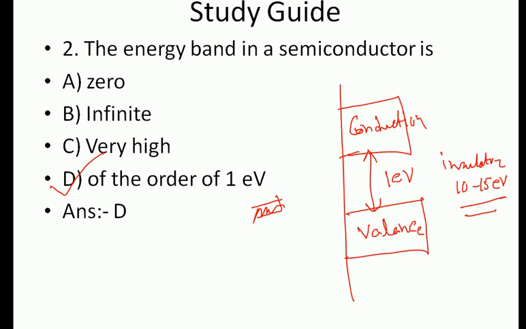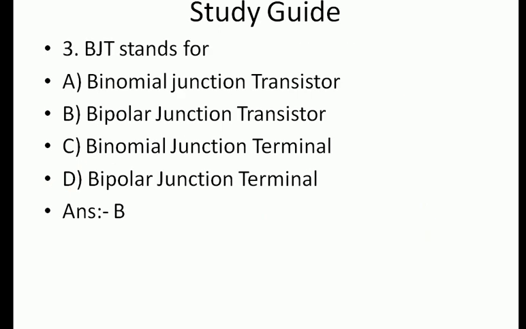Option D will be the answer. Let us move to the next question. You know about the bipolar junction transistor, I hope. BJT stands for, it was an easy question for the JEE level, because previously the pattern was different.